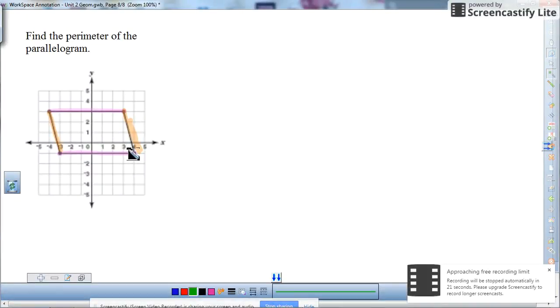Now, in order to use that distance formula, we need these points. So this is at 3, 3. This one is at 4, negative 1. And here we're at negative 3, negative 1. And we're at negative 4, 3.